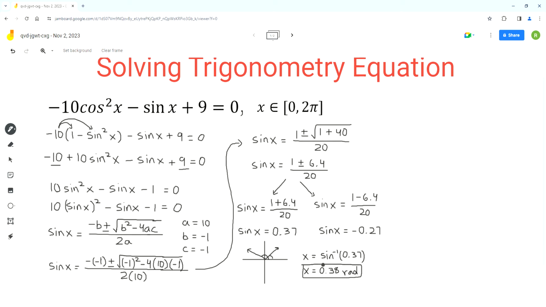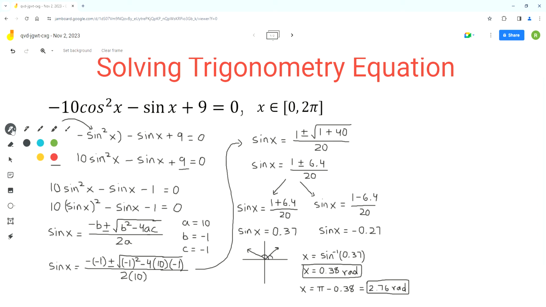Now for the second solution in quadrant 2, we'll do x equals pi minus 0.38, which is equal to, so now we can use the calculator, pi minus 0.38. Again I'm rounding the answer to 2 decimal places, 2.76 radians. So this is the second solution. So these are the two solutions we get from the positive case.